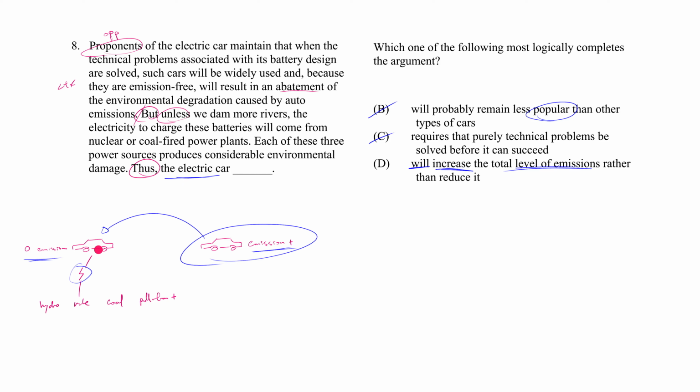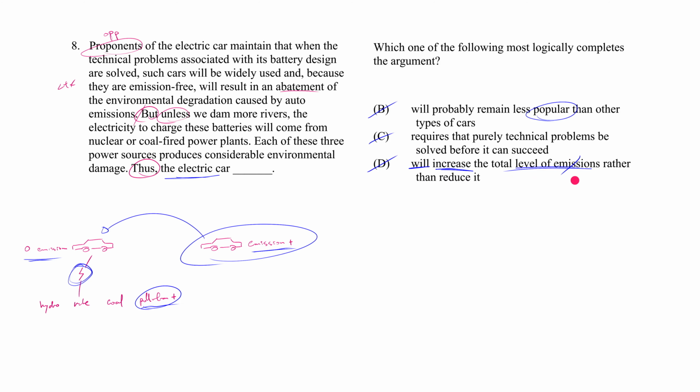But the author is reminding the proponents that, look, this electricity isn't coming for free. And the source of this power itself has environmental considerations. Not necessarily emissions. And look at the language here. Each of these three, considerable environmental damage. Not necessarily emissions. So maybe you picked up on that and that's why you got rid of D, and that would be a good reason to get rid of D.